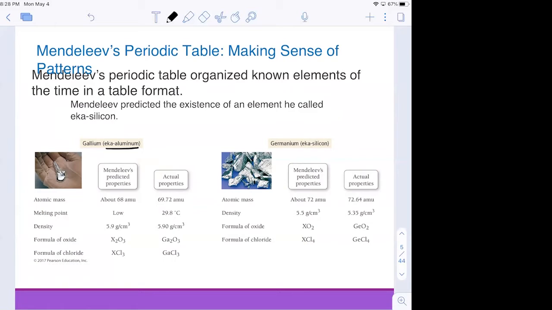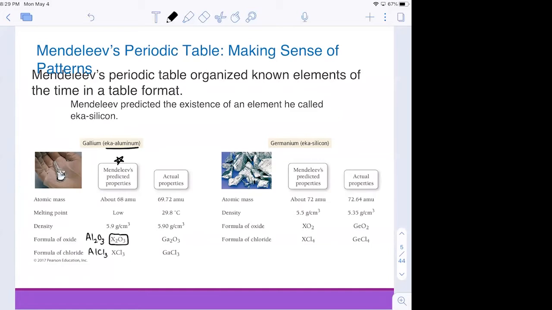And so that's where he said, you know what? I see what aluminum's properties are. Maybe gallium is similar. And so when he looked, these are what he predicted. He predicted that the atomic mass was around 68 AMU. He predicted that its melting point was low and its density was around 5.9 grams per centimeter cubed. He figured that it would form an oxide just like aluminum does, Al2O3. And he figured that it would form the same type of chloride compound as aluminum does.